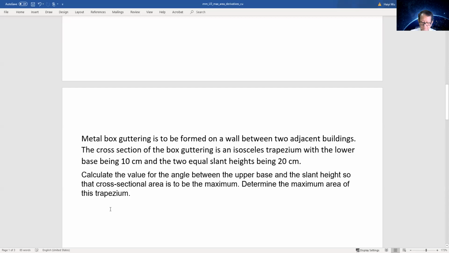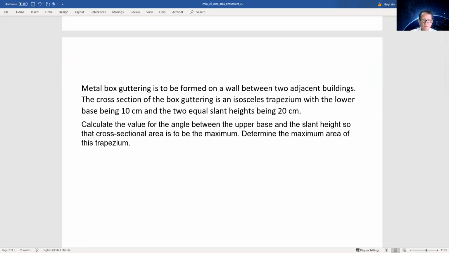So we have a building material, which is a metal box guttering. We need to make this guttering to put between the wall between the two houses, adjacent buildings. The cross section of the box is an isosceles trapezium, with the lower base being 10 centimeters and the two equal slant heights being 20 centimeters each.